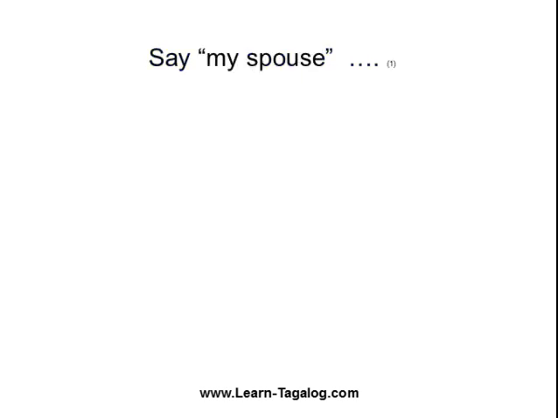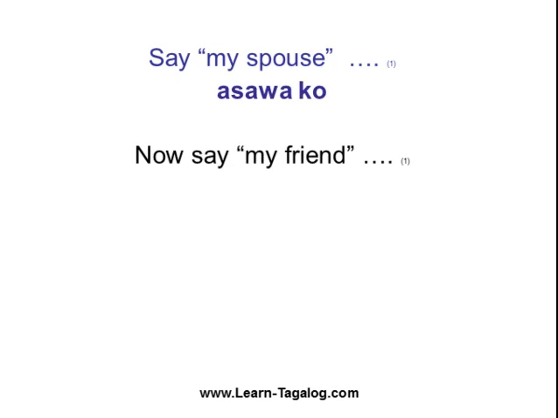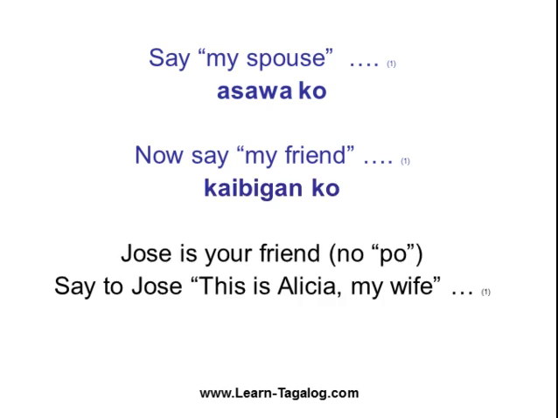Okay. Say my spouse. Asawa ko. Now say my friend. Kaibigan ko. Jose is your friend. Therefore, we won't use po. Say to Jose, this is Alicia, my wife.